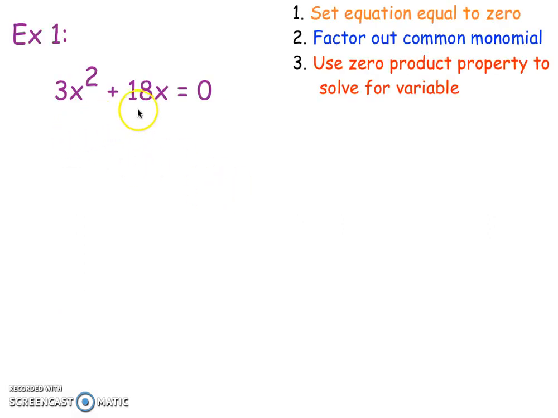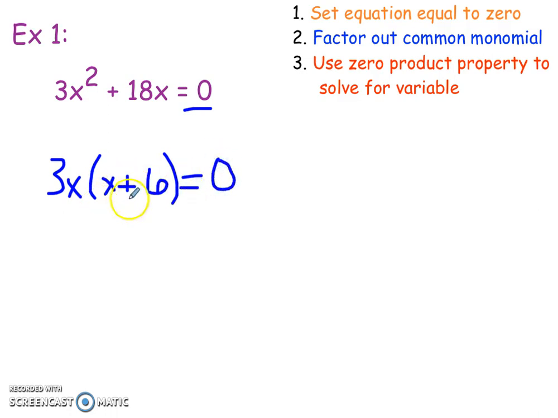Example 1, we've got 3x squared plus 18x equals 0. Step 1, set the equation equal to 0. Hey, that's already done. It equals 0. Step 2, factor out that common monomial. So between 3 and 18, I can pull out a 3. Between x squared and x, I can pull out an x. 3x times x gives me 3x squared. Bring down my addition sign. 3 times 6 gives me 18. X times 1 gives me x. So I've got 3x times the sum of x and 6.